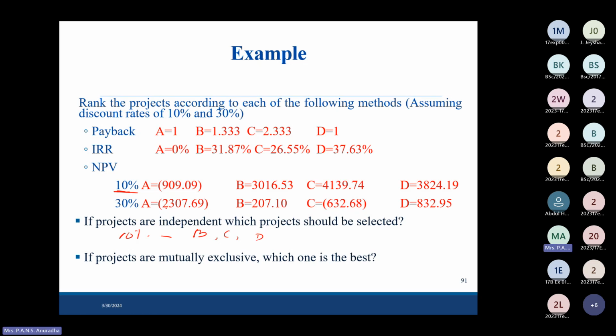At 30% cost of capital level, this project you cannot accept because IRR is 26.5. For project C, no problem. Again, NPV at 30% is negative. So you can see there is a consistency between the IRR and the NPV. So at 30% discount rate, cost of capital level, you may accept projects B and D.